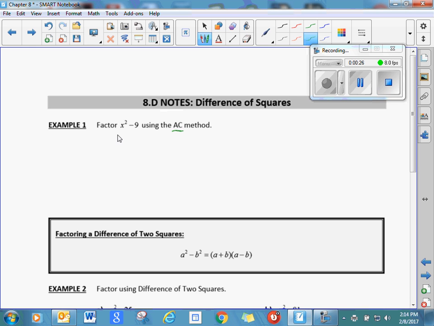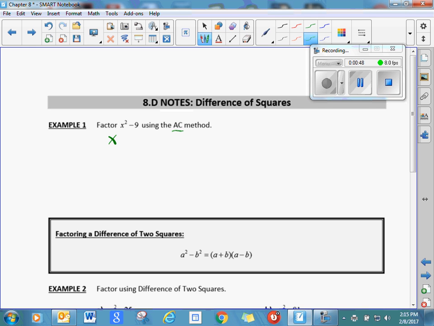So we know when we use the AC method, we need an A, a B, and a C. I'm looking here, I only have two terms. I've only got a binomial. All of the ones that we've done before now, we've had a trinomial to give us our A, our B, and our C. So there's really no problem here, but you're going to have to create the middle term.